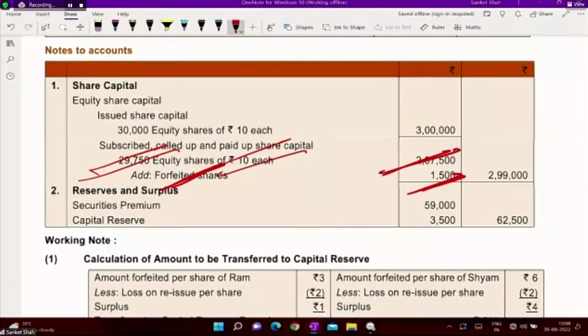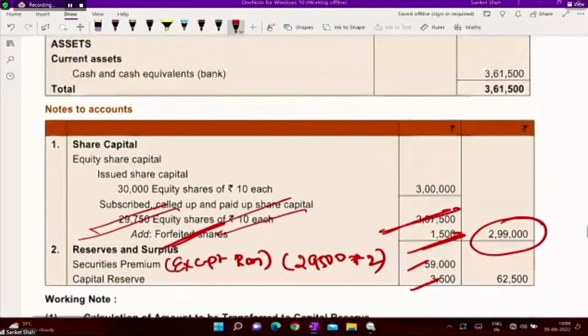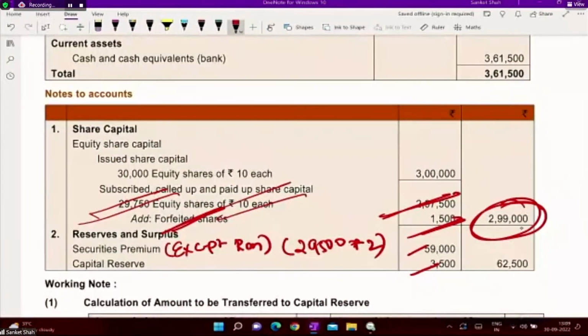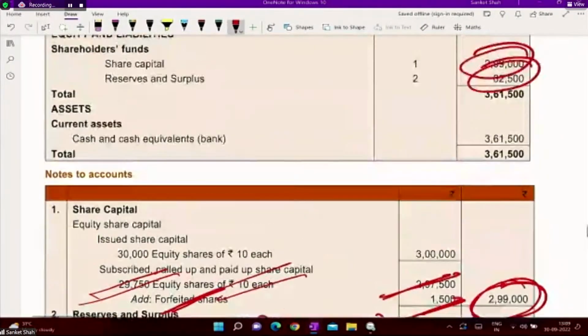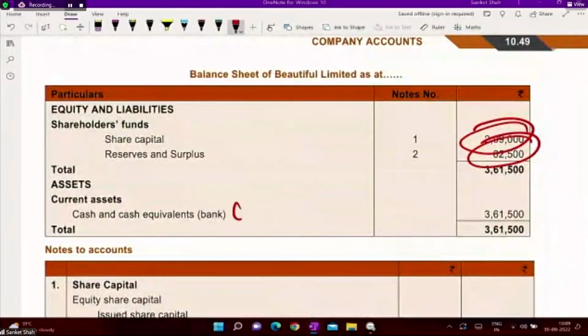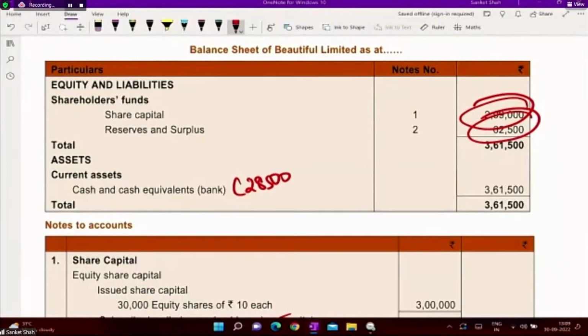Better do practice. Securities premium. Except Ram, Ram has not paid. So 29,500 into 2 rupees. Capital reserve we already calculated. So this is how 2,99,000 you will write over here. Reserves and surplus 62,500. And bank balance, see. Bank balance: 28,500 paid the full amount.